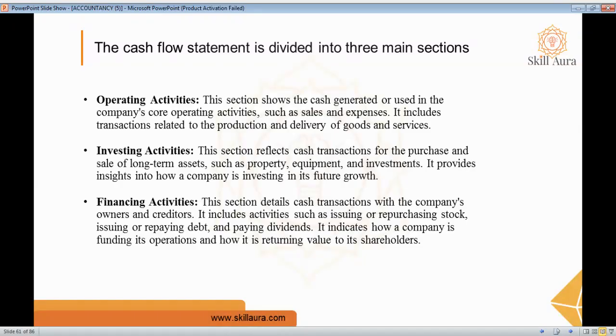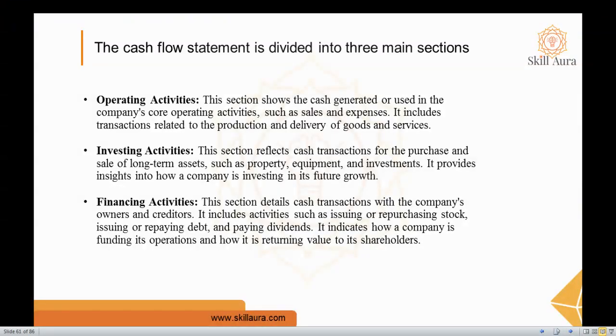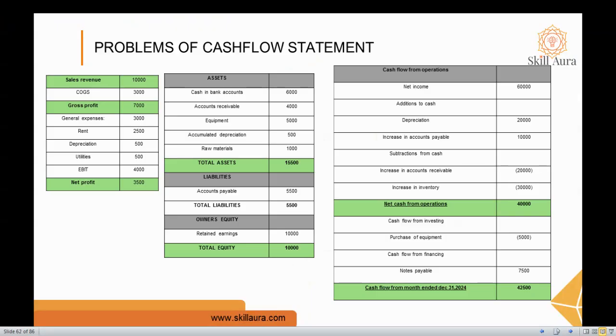So here is a problem for the cash flow statement. If we need to prepare a cash flow statement, we need these two tables: one is the income statement, with the net profit and cost of goods sold, and the other is a balance sheet. With these two statements only we can prepare a cash flow statement.